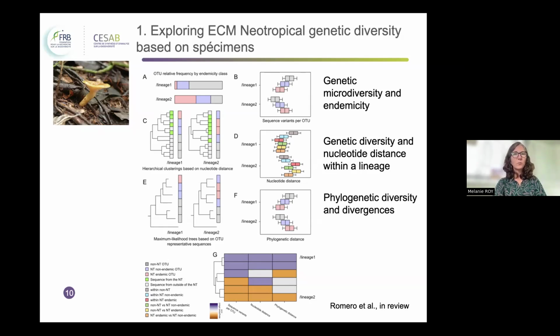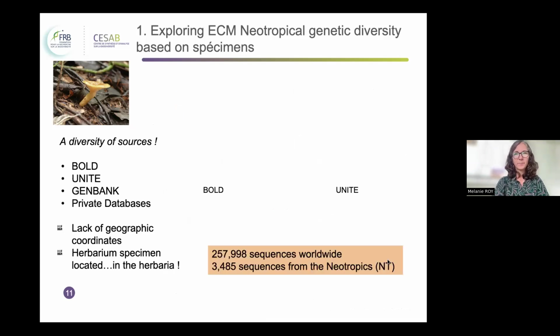And then we wanted to explore the phylogenetic distance between species from the neotropics, whether the species from the neotropics here in red were isolated, or whether they were dispersed in the tree. So those are the 3 aspects, and our idea was to detect how far we had similar patterns and identify some lineages that would have radiated in the neotropics.